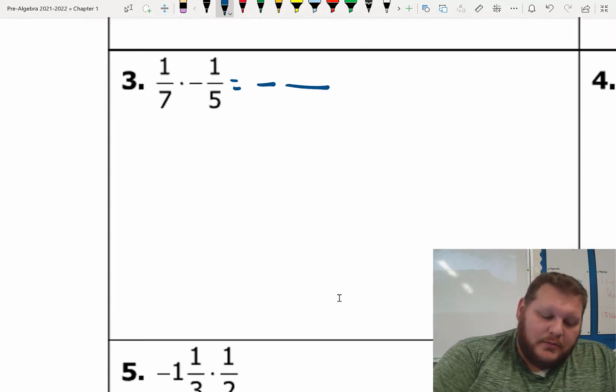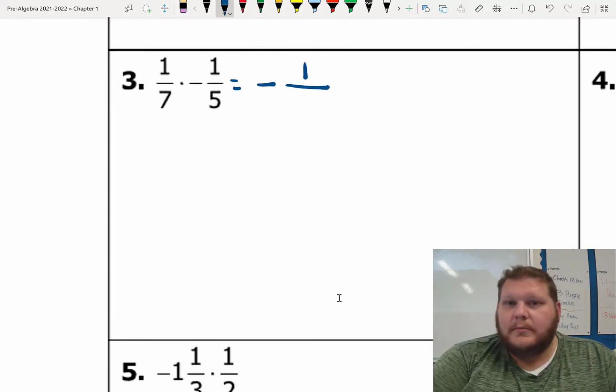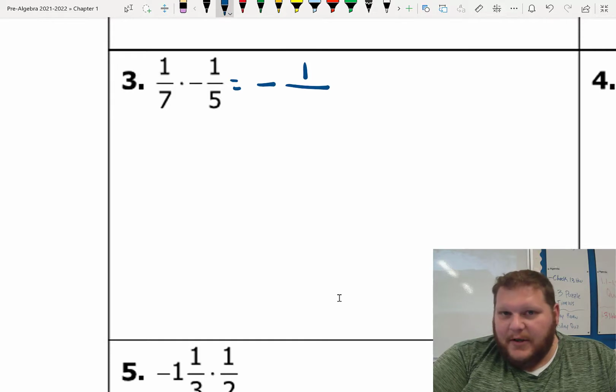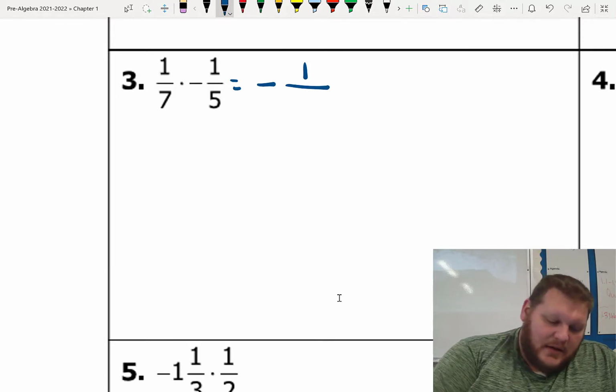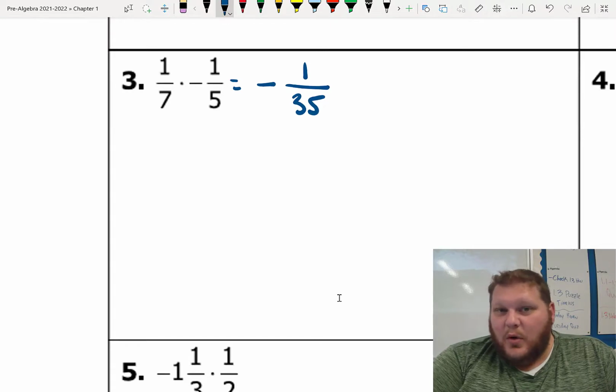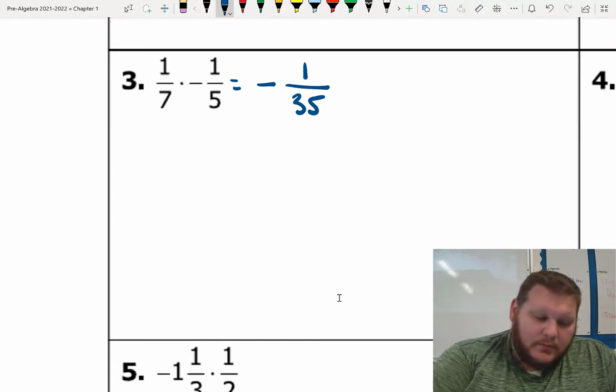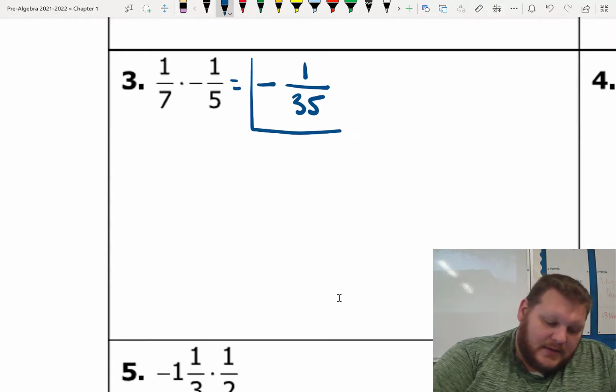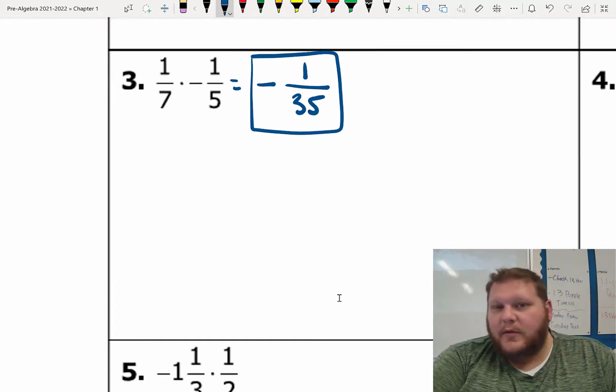Numerator times numerator, so 1 times 1 is 1. Denominator times denominator, 7 times 5 is 35. And there's nothing in common between 1 and 35 besides 1. So that is my answer. That's all I have to do there. Negative 1 over 35.